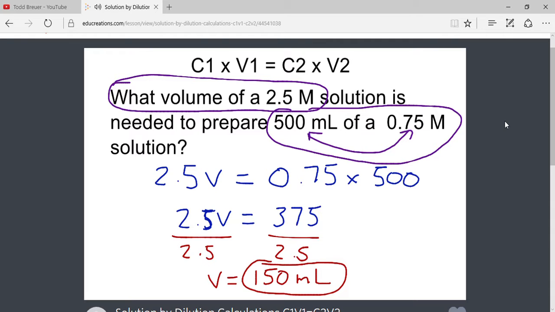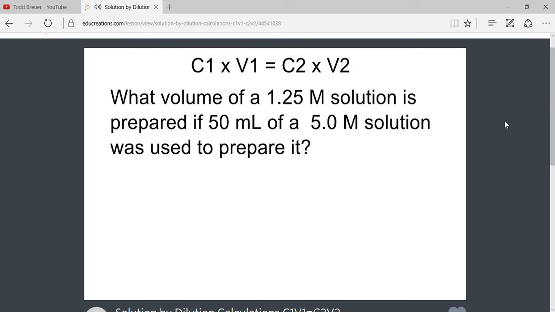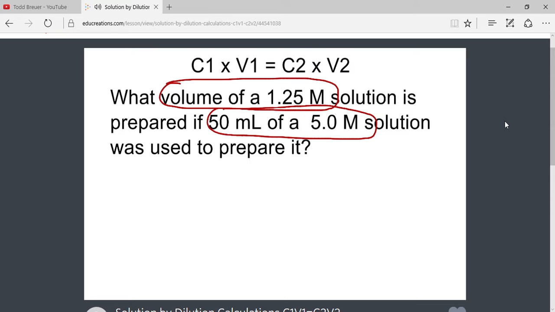Let us look at an example where we will be solving for one of the unknown variables of the dilute solution rather than the concentrated or the stock solution. In reading the words here, we are looking for the pairs of concentration and volume again. When reading carefully, it asks what volume of 1.25 molar solution is prepared if 50 milliliters of 5 molar solution was used to prepare it. Thinking logically, 5 molar solution is more concentrated than 1.25. Therefore, C1 can be assigned the value of 5 with the volume of 50.